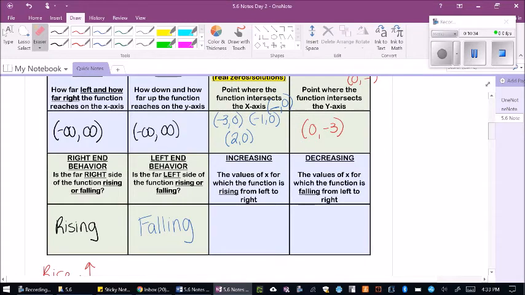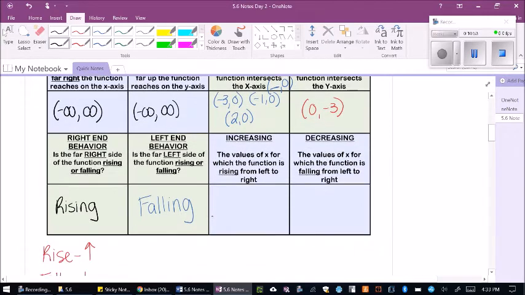So increasing, decreasing. So increasing is the values of x for which the function is rising from left to right. You might have heard it as going uphill. I like to think if it's increasing from left to right, like reading a book, it is going uphill, like the incline of a roller coaster. And then decreasing is the values of x for which the function is falling from left to right. So I think like that's the fun part of the roller coaster where you're going down and you're like, whee! So it's going downhill. So we have to look for that in the graph.